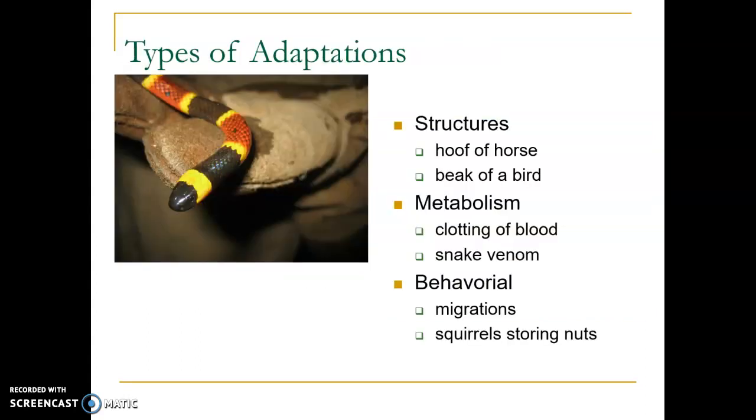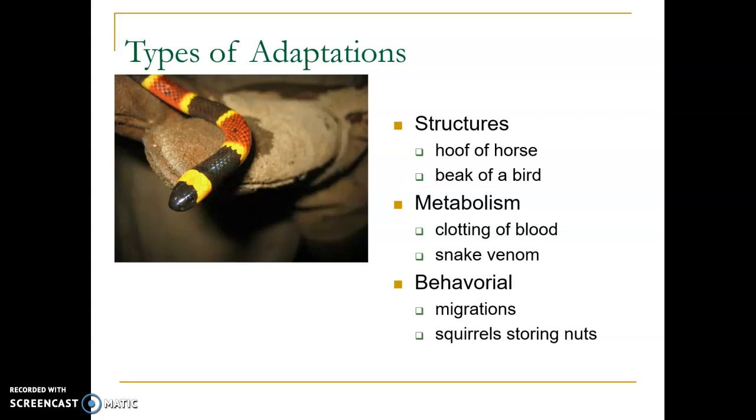Continuing on then, we want to know that adaptations can be grouped into different kinds. And my guess is there's more categories than this, but these are the three that we're going to use. First of all, you can have a structural adaptation. Please write down that that's a physical trait that something has. So the hoof of a horse, the beak of a bird, having a long neck, you can think of thousands of structural adaptations that different organisms have.